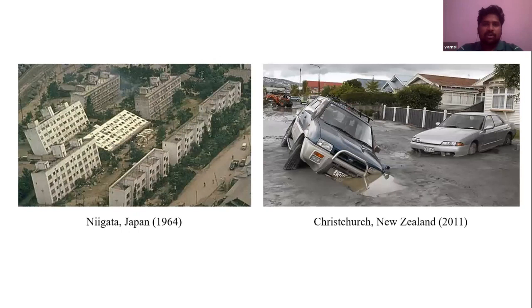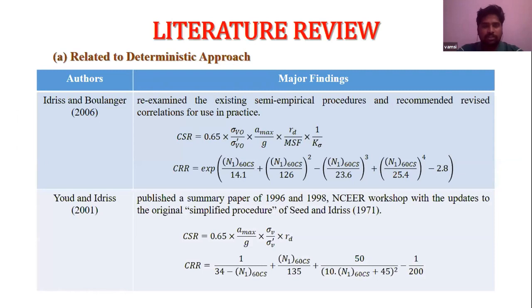There are two types of approaches in determining liquefaction potential. One is the deterministic approach. In the deterministic approach, I have collected some literature, and this is Liao and Bollinger, 2006. They re-examined some existing empirical procedures and recommended revised correlations, that is, CSR (cyclic stress ratio) and CRR values. Youd and Idriss in 2001 published a summary paper of the 1996 and 1998 NCEER workshops with updates to the original simplified procedure, and they proposed the CSR and CRR values.